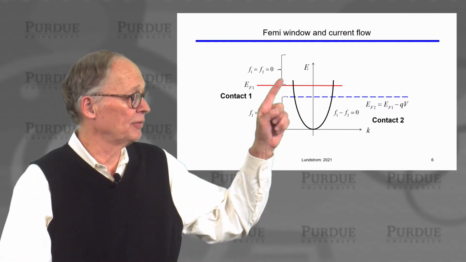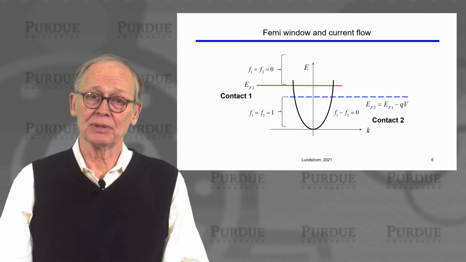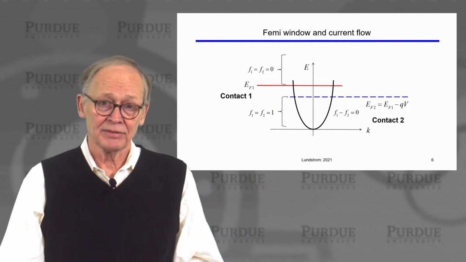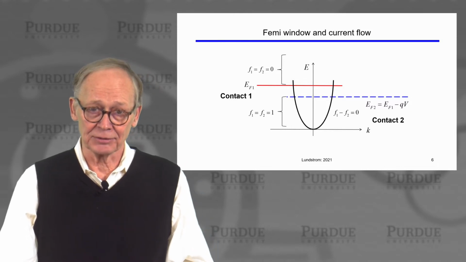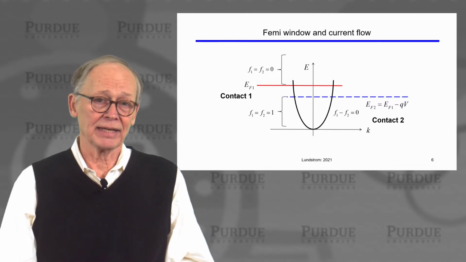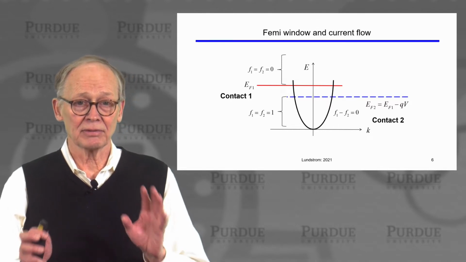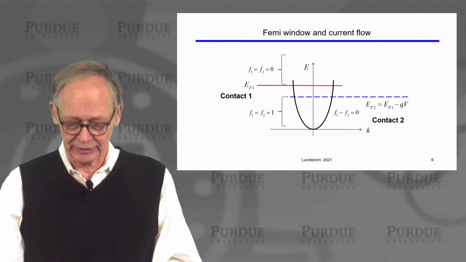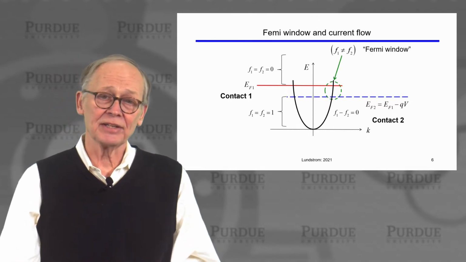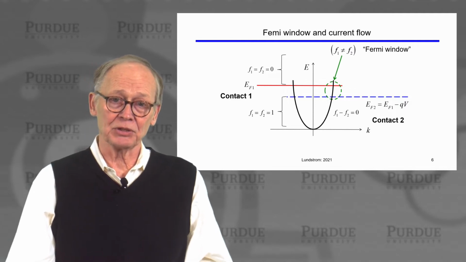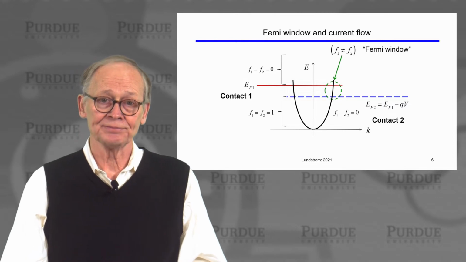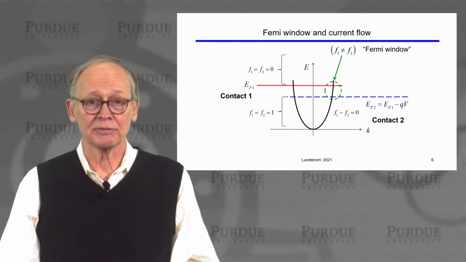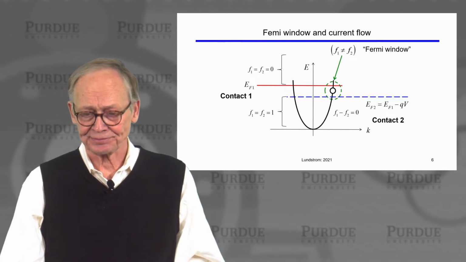If we look above Fermi level 1, that's also above Fermi level 2. There's no probability that any of those states are occupied at T equals 0. So F1 minus F2 is 0 minus 0. Also, no current flows in those states. The only states to be concerned about are states between the two Fermi levels. There, F1 does not equal F2. Current will flow. We refer to that as the Fermi window.